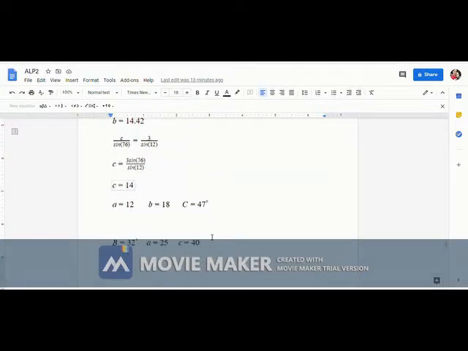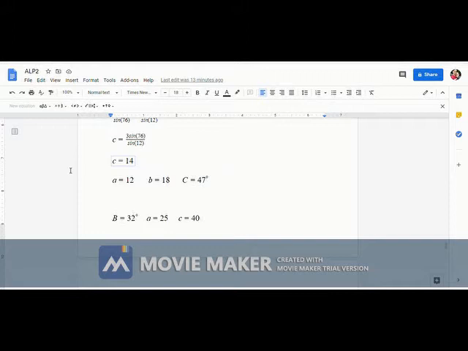Alright, now that we've solved that triangle, we can move on to this next one. And taking a look at it, we see that we have two sides and an angle, but the angle is not the angle that's opposite either of those sides. It's the included angle. So we're going to use the law of cosines to help solve this triangle.